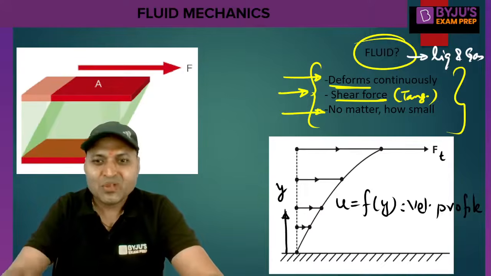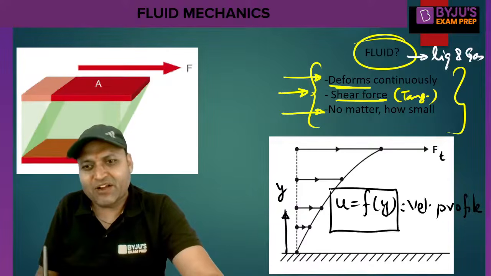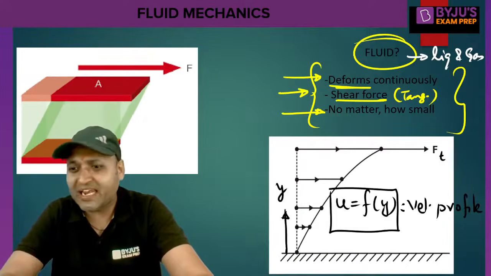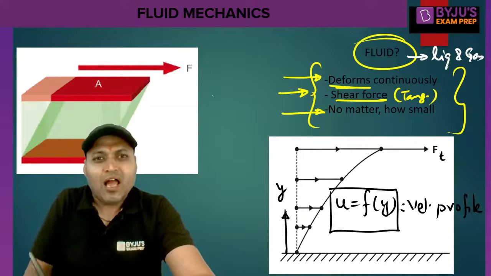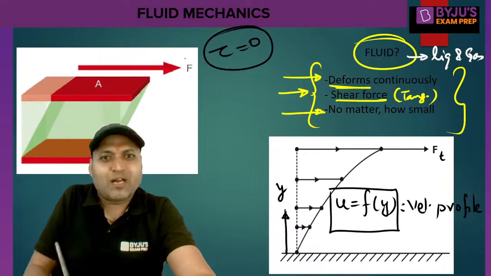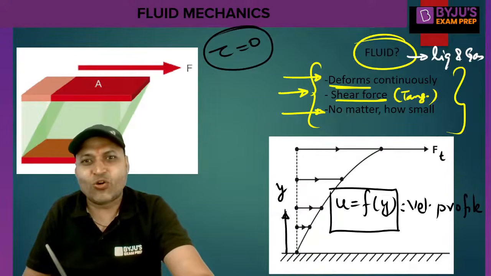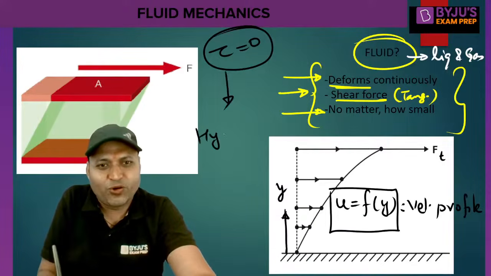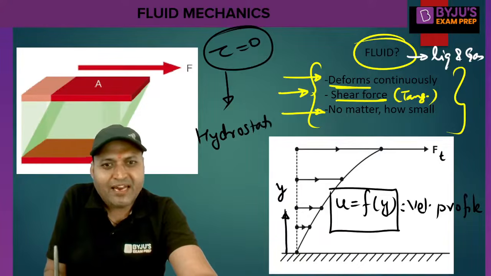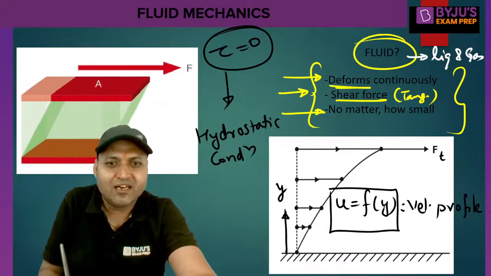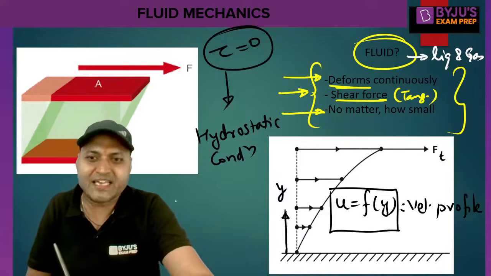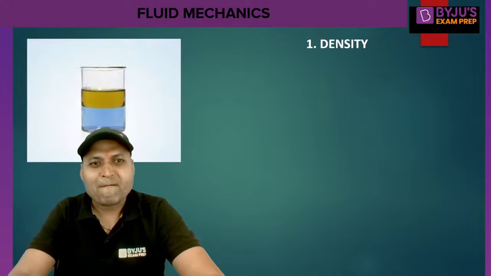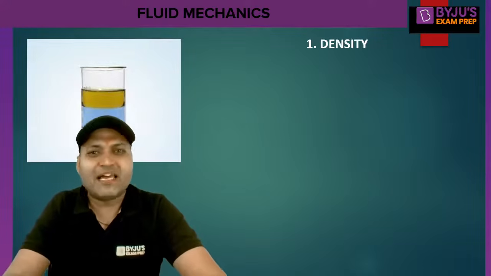Yes, definitely. So whenever we apply the shear force, there is a velocity profile developed. So there is a condition called hydrostatic condition. Do you guys have any idea about the hydrostatic condition? Whenever we do not apply shear stress, there is no deformation. The condition is called hydrostatic condition. The fluid is said to be in hydrostatic condition. And in hydrostatic condition, the Mohr circle reduces to a point, no shear stress. Right? That is all about the definition of a fluid.